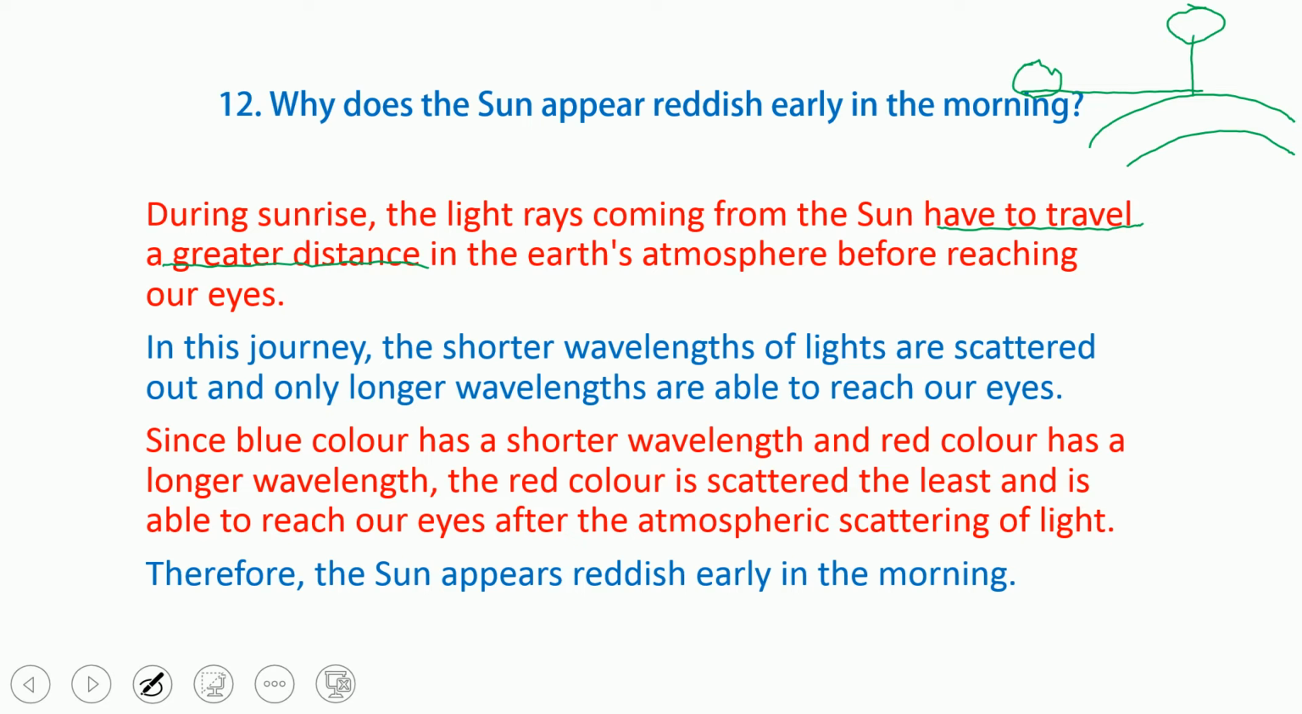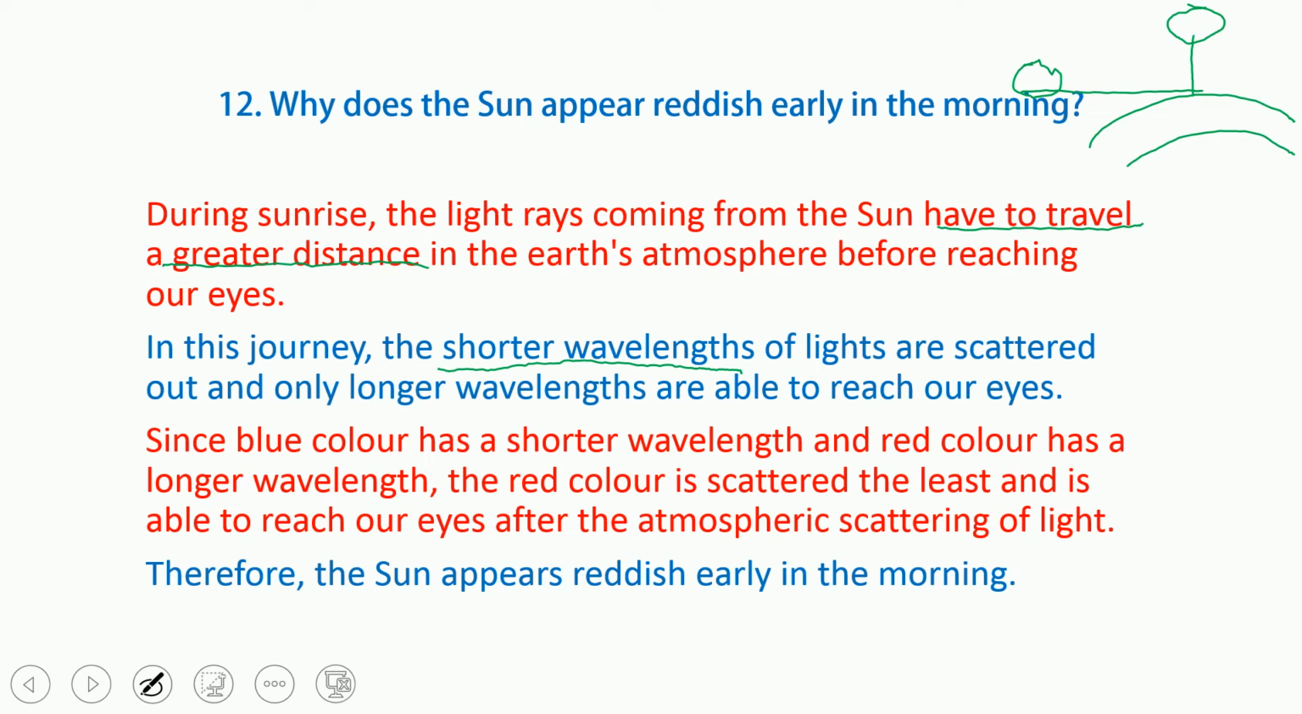In this journey, the shorter wavelengths of the light are scattered. So while it is moving such a long distance, what happens? The shorter wavelengths, as we studied, that means violet, indigo, blue, green, etc.